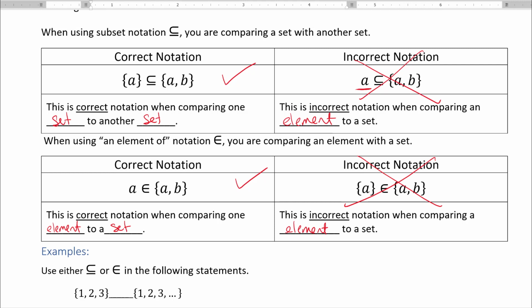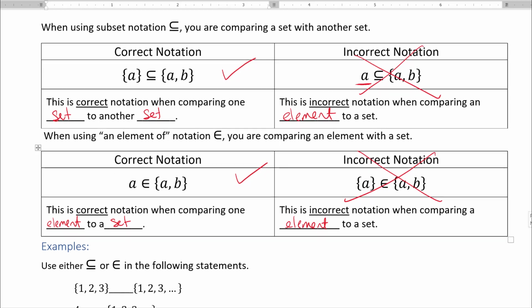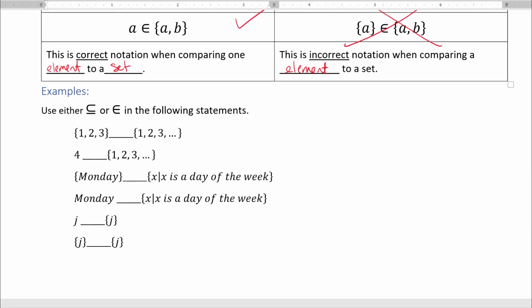That's not correct. So if you have the set notation here, if you have these bars, then you need to be using the subset notation. If you have no bars, okay, no bars, then you need to be using the element of notation. So each one of these examples is either a subset or an element, and I want you to decide which situation to use subset notation or element of.